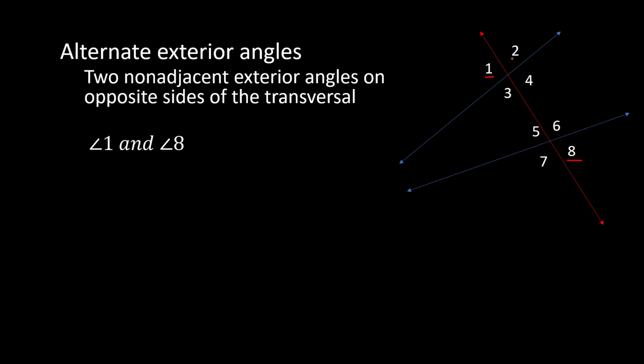Also, we have angle 2 and angle 7. Those are also alternate exterior angles because they're on opposite sides of the transversal and they're both on the outside of the two blue lines.